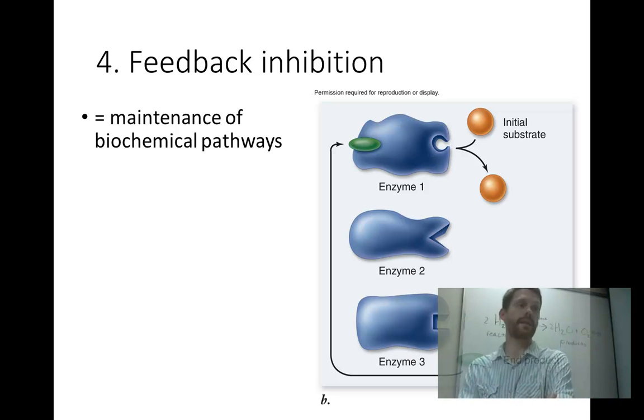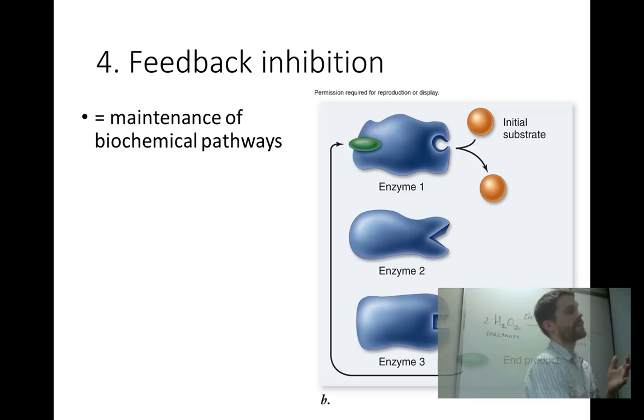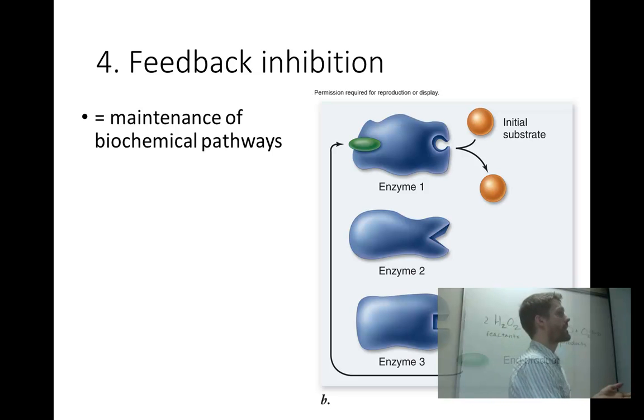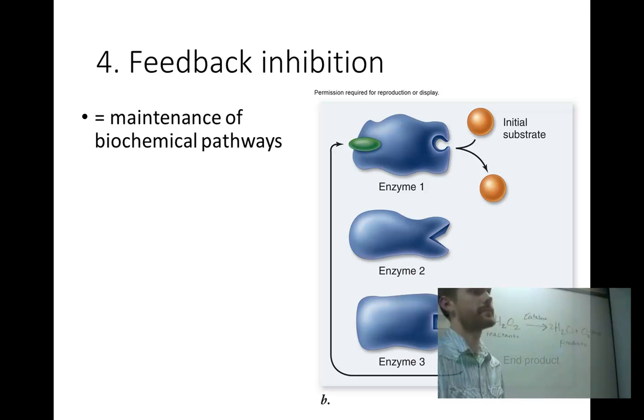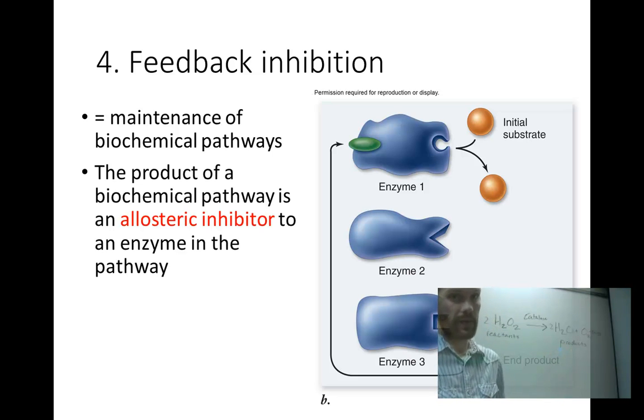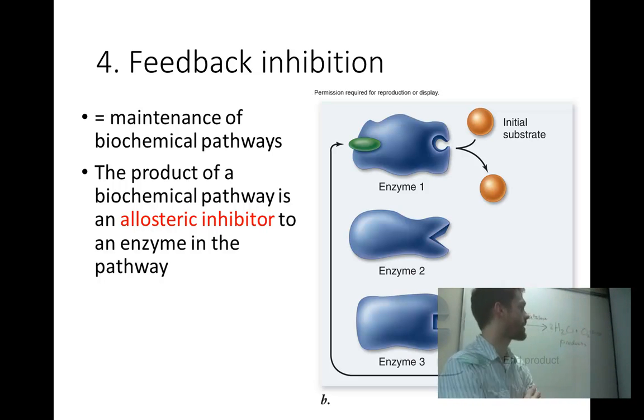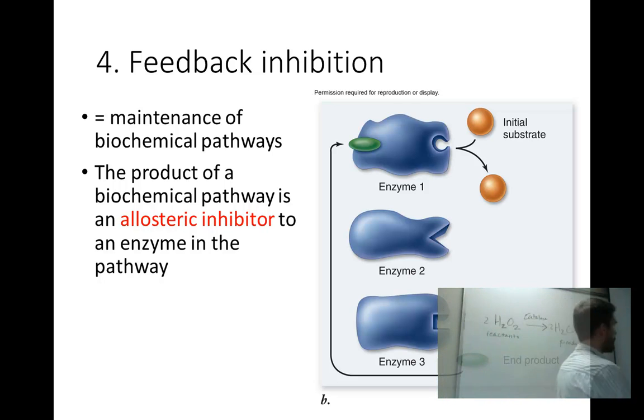One thing that your body needs to do, or an organism needs to do, is to figure out how to stop a reaction once it's started. So if you're going to make glucose molecules, at some point your body needs to know when to stop making a glucose molecule. And it does that by using feedback mechanisms. Feedback inhibition is one way in which the product also becomes an allosteric inhibitor to the enzyme in the pathway.